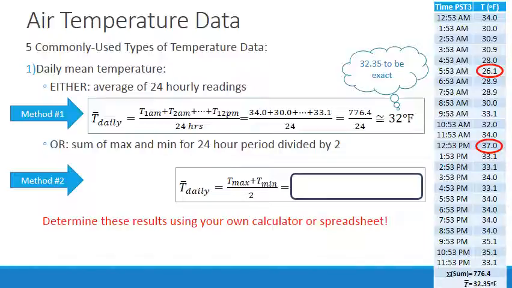While we're on the subject of daily maximums and minimums, let's use those data to compute the daily mean temperature using a second method, which is also widely accepted. This one's a lot easier to compute because we only have to add two temperatures together. I'll tell you to pause again in a minute while you plug the daily high temperature in for Tmax in method 2 and the daily low temperature in for Tmin. Also, don't forget to divide by 2 because we're deriving this mean temperature from only two values. Okay, pause the video now and do that math.